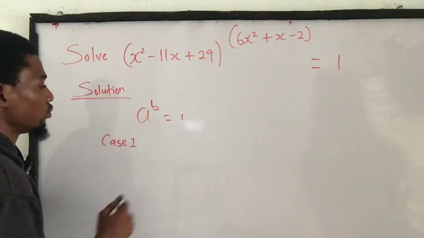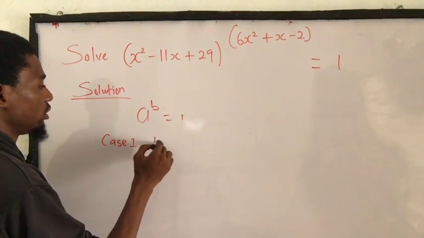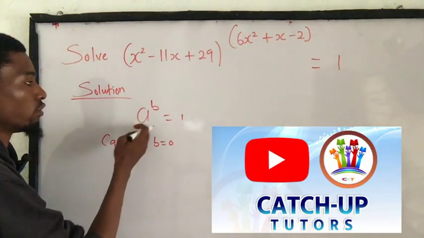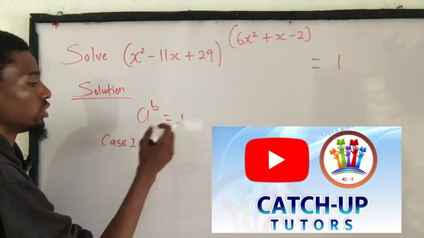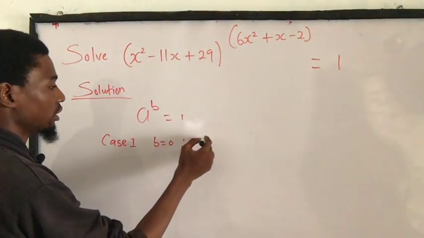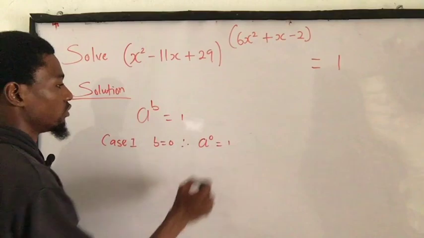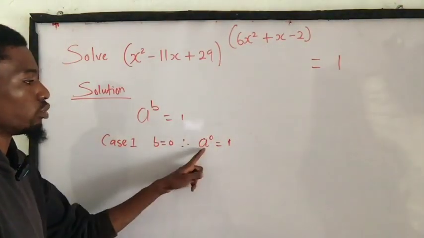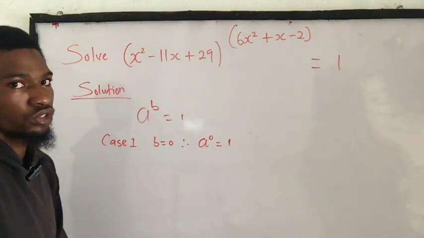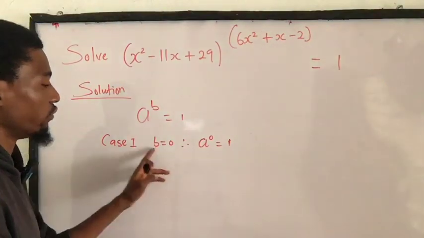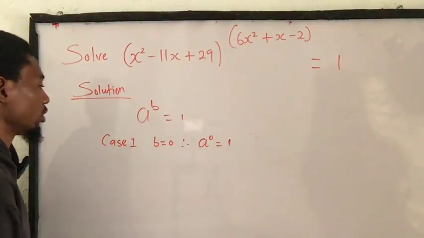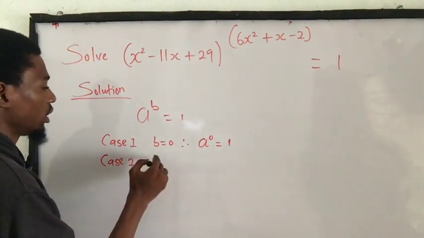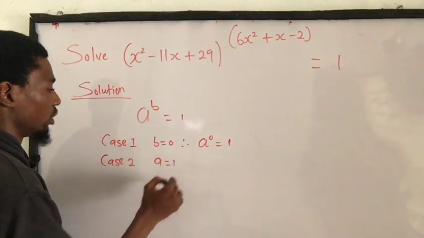The first case is when b is equal to 0. When b is equal to 0, irrespective of what you have in the base, the result must be 1. So a raised to the power of 0 must give us 1, but there is a condition: provided that a is not equal to 0. That is the first case. Case 2 is when a is equal to 1.